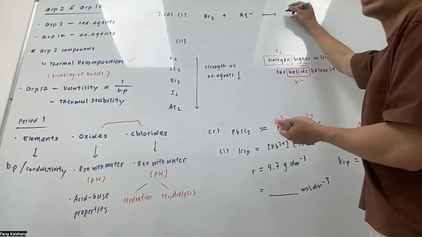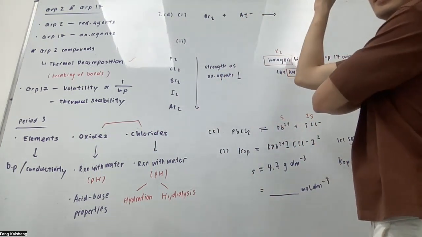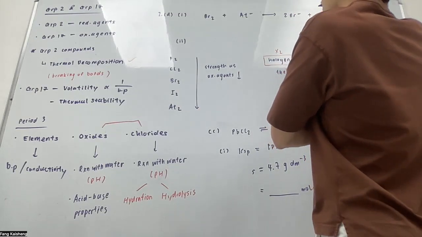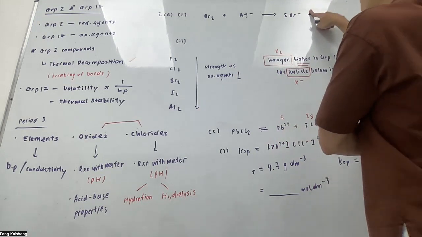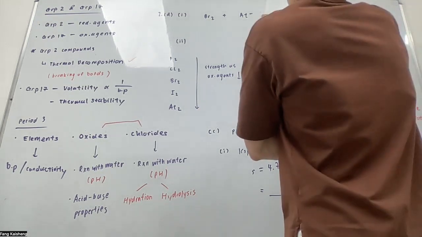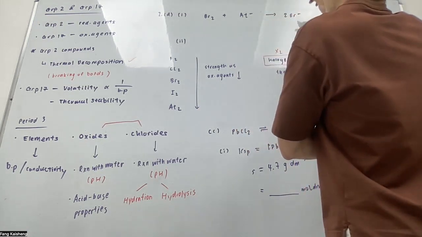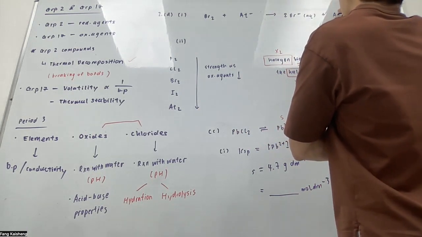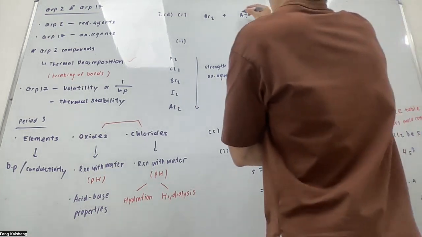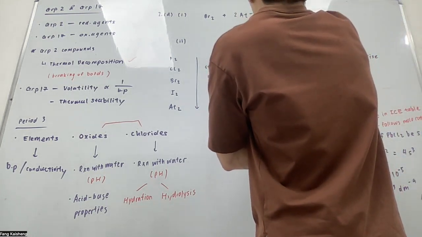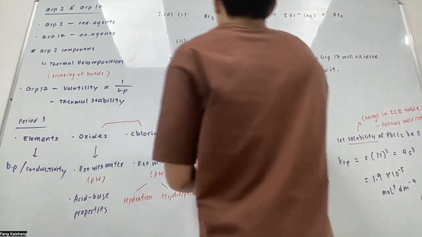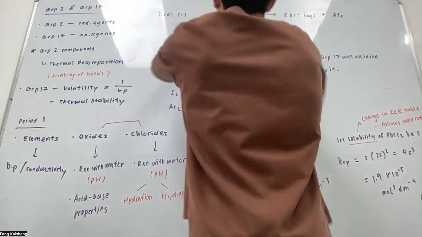So I want you to change Br2 into what? Br2 can only reduce to Br-, whereas At- will turn into At2. Now they also mentioned we need to write state symbols. So let's fill all this up first. We did mention before, halides are always in the aqueous state, and here they told us bromine is in the aqueous state.